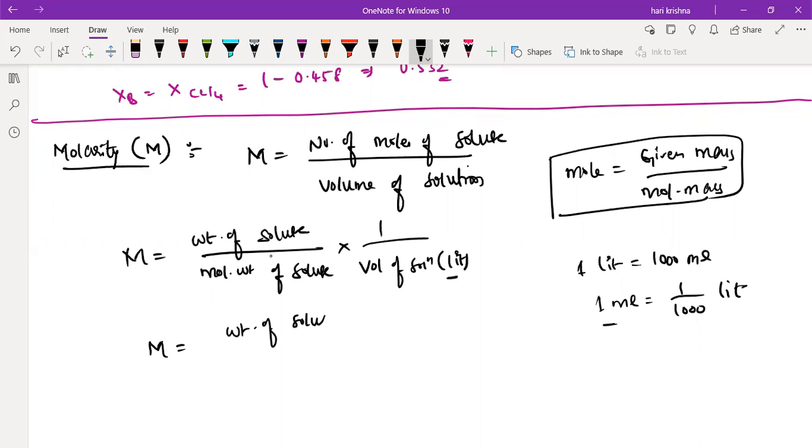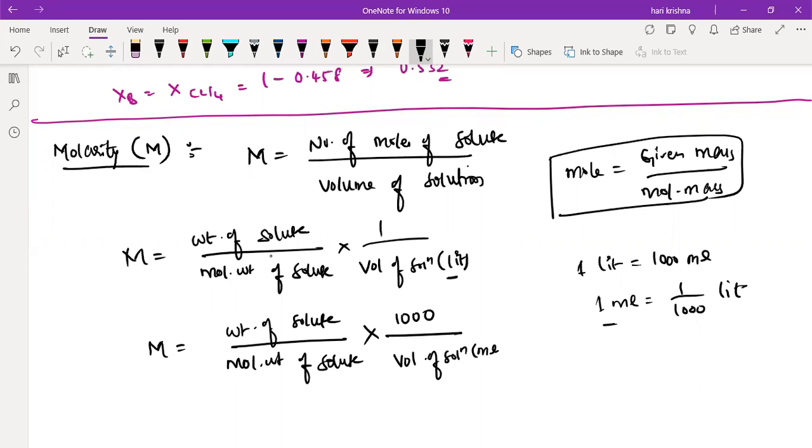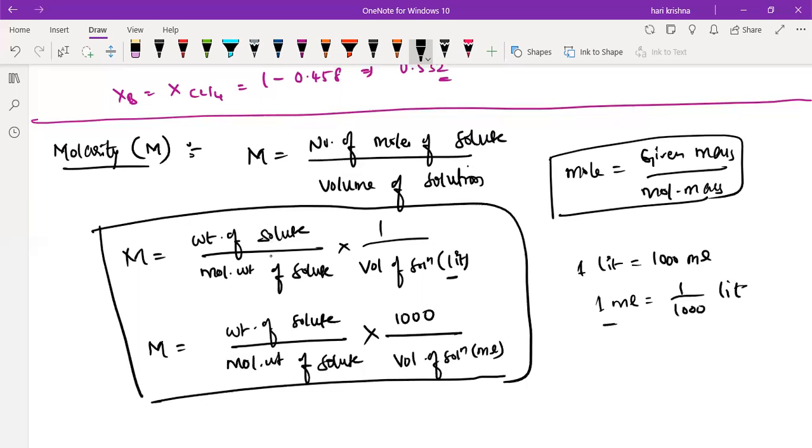So weight of solute by molecular weight of solute into, you are taking the denominator of 1000. So the denominator of the denominator will go to the numerator. So you get volume of solution in ml. So these are the two formulas which you'll use for molarity. Molarity is nothing but the ratio of number of moles of solute to the volume of solution. Is it clear? Any doubts in the formula? No, sir.